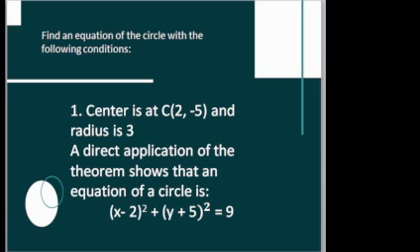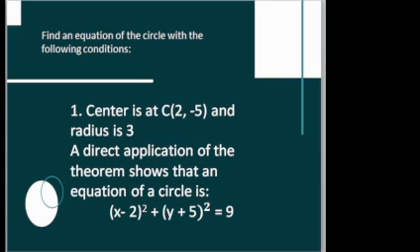So we have a direct application of the theorem that shows an equation of a circle, so just substitute it directly. We have x minus 2, because the h is 2, that is x minus 2 squared plus y plus 5 squared equals 9. Okay, why does it become y plus 5? Because y minus negative 5, because the k there is negative 5. It's the same with y plus 5 and it's squared equals 9.